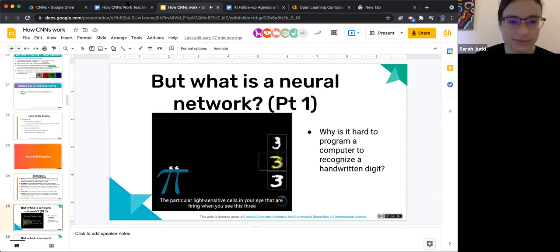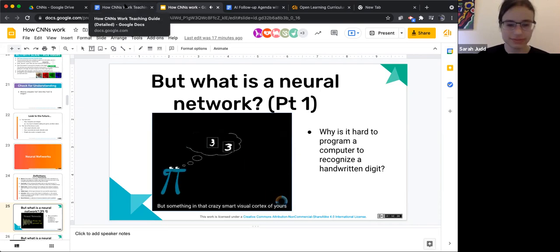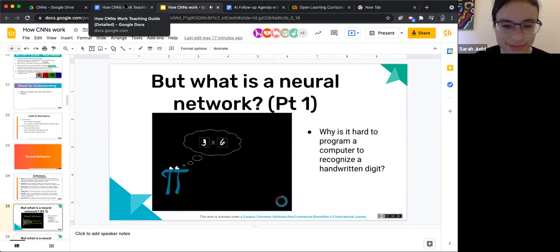The particular light-sensitive cells in your eye that are firing when you see this 3 are very different from the ones firing when you see this 3. But something in that crazy smart visual cortex of yours resolves these as representing the same idea, while at the same time recognizing other images as their own distinct ideas.